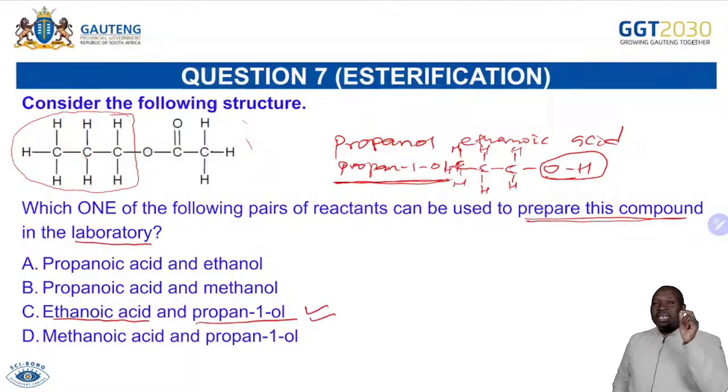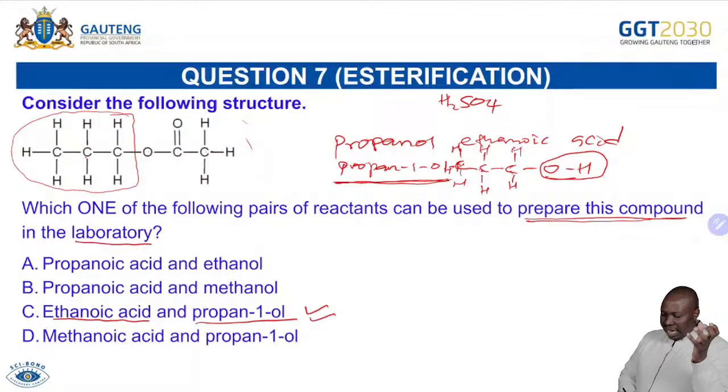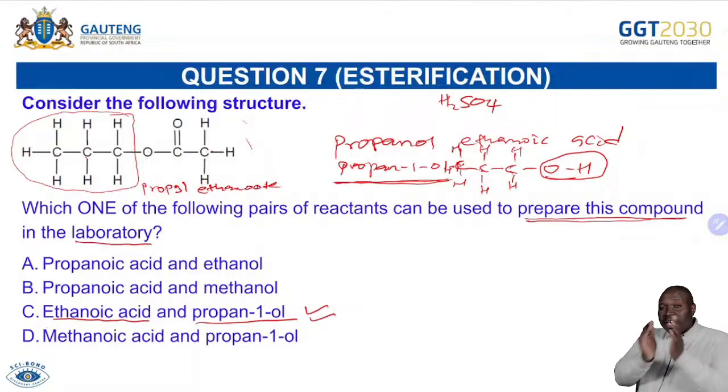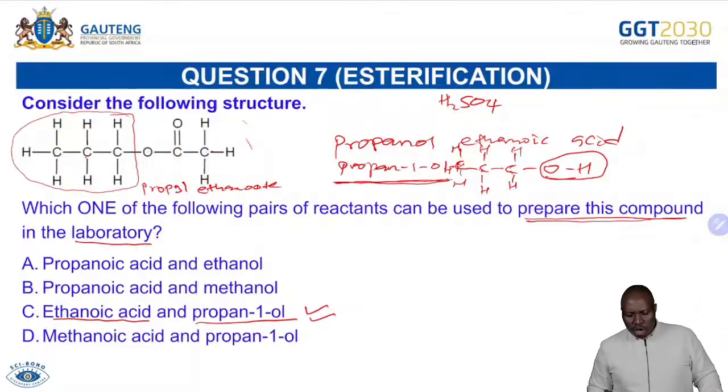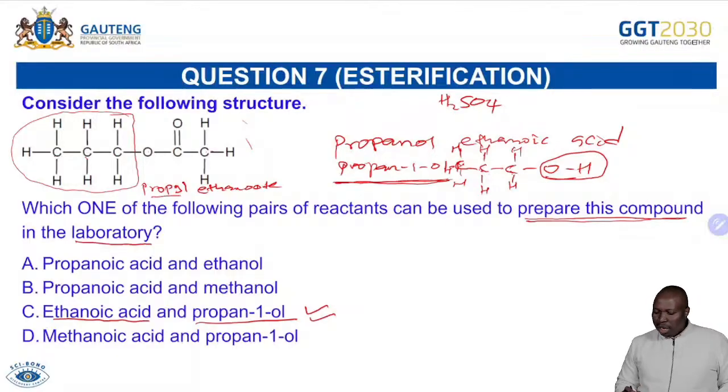Remember here that during esterification, we are using sulfuric acid as our catalyst. And the ester, we call this propyl ethanoate. So these are 2 names. You don't have to make it 1 name. There must be a space between the 2. So it's propyl from the alcohol and ethanoate from the carboxylic acid, ethanoic acid. So this is propyl ethanoate. You will write the name like that.